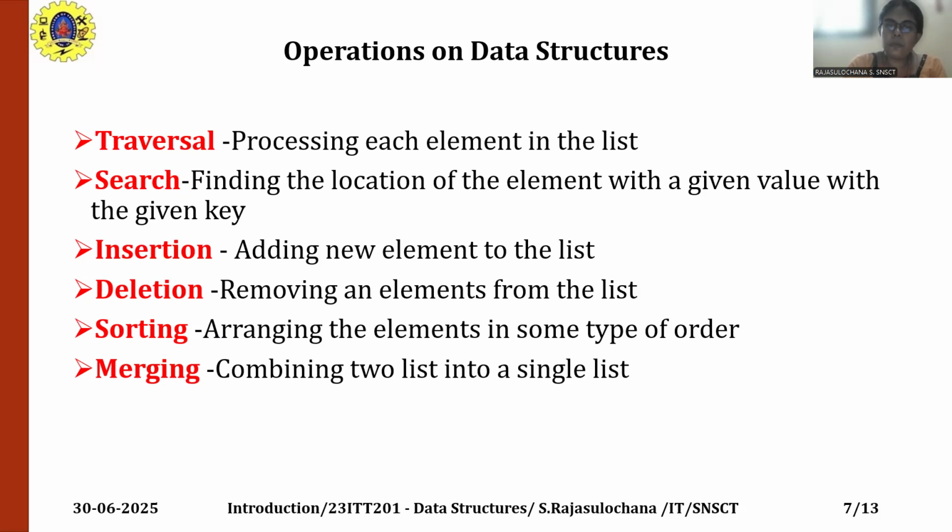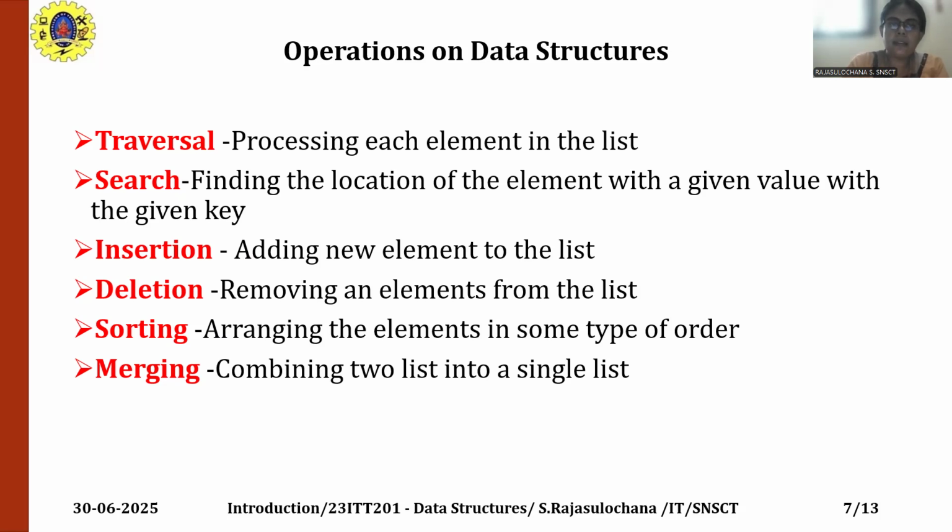Deleting is removing an element from the list. You can delete an element from the beginning of the list, from the middle, or from the end. Sorting is arranging the elements in either ascending order or descending order. Merging is when you have two different lists and you want to combine them into a single list. For example, I have the data of section A and the data of section B of second year students. I want to combine these into a single sheet. I can merge these two.